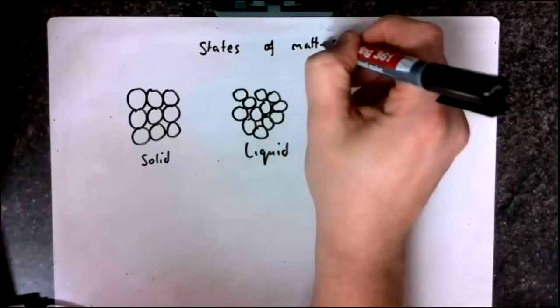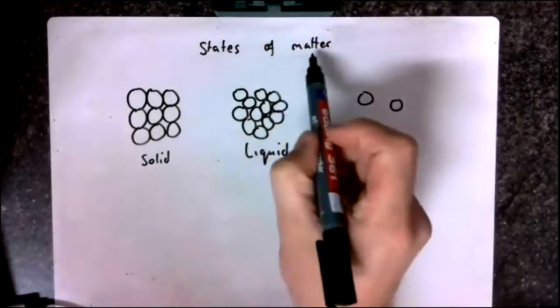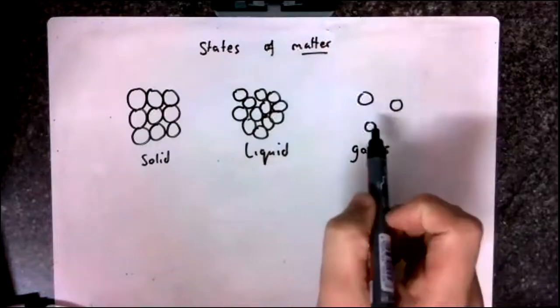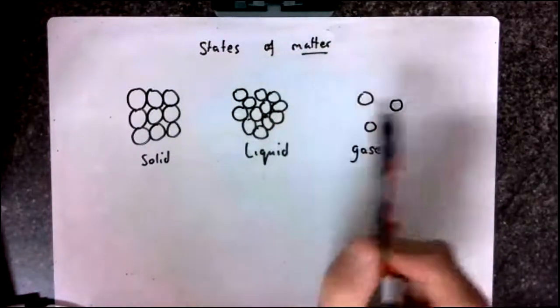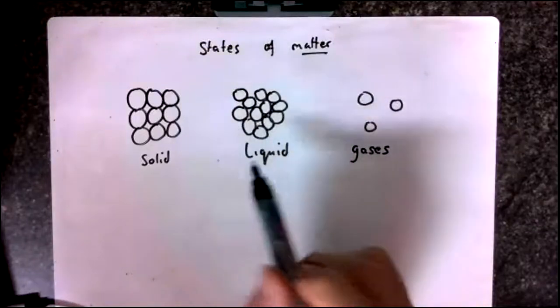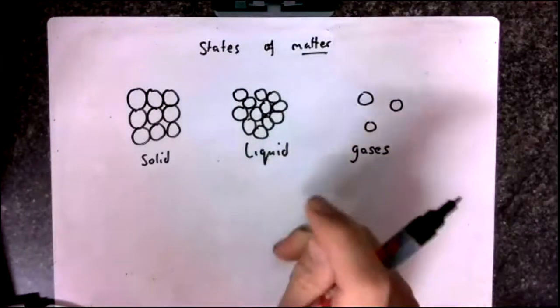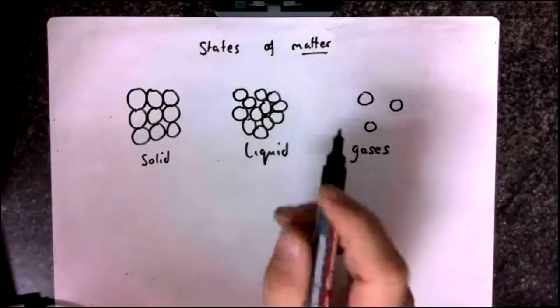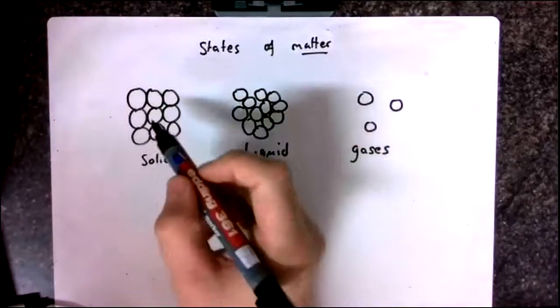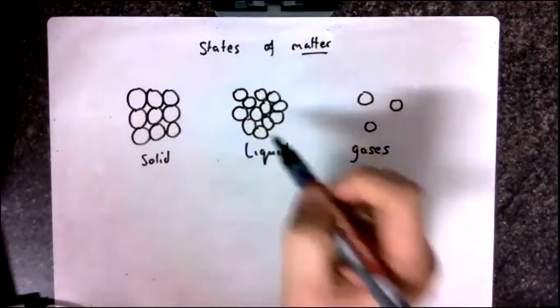Now, our alkanes are an example of matter. Matter is anything which is made of particles. So technically, alkanes can exist as solids, liquids, and gases. Now, there's a couple of things we need to know. First of all, why are the particles arranged in such ways?